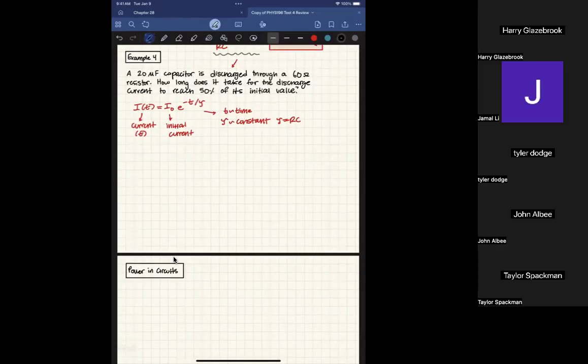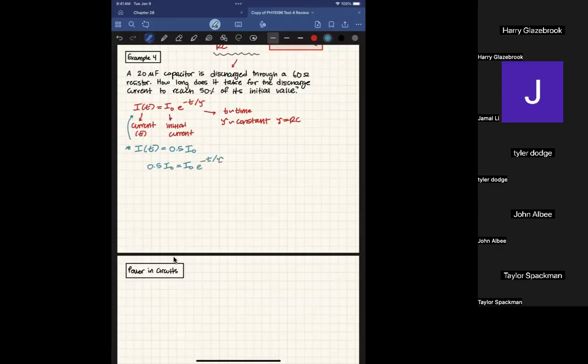Okay. So first things first, it's asking for the time for the current to reach 50% of its initial value. So what that means is that I at some time t has to equal half of its initial value, so 0.5 times I naught. That's what it means to be half of the initial value. So what I can do is plug this into our equation, and we have 0.5 I naught equals I naught e to the negative t over tau.